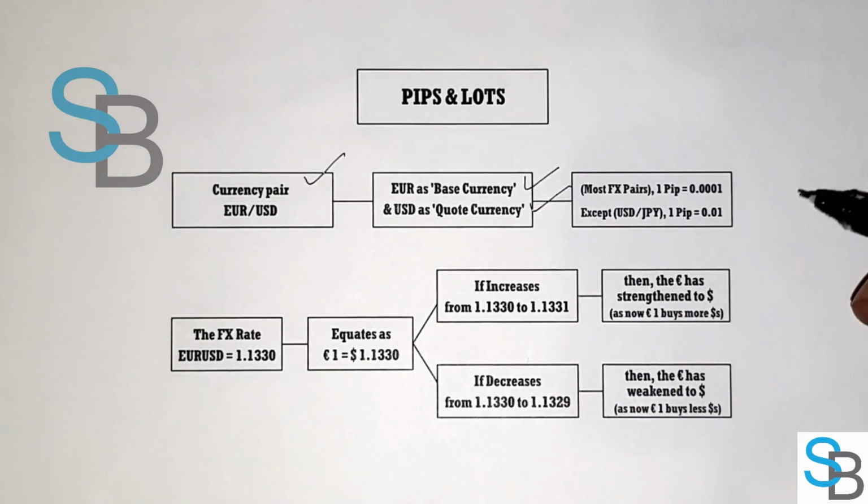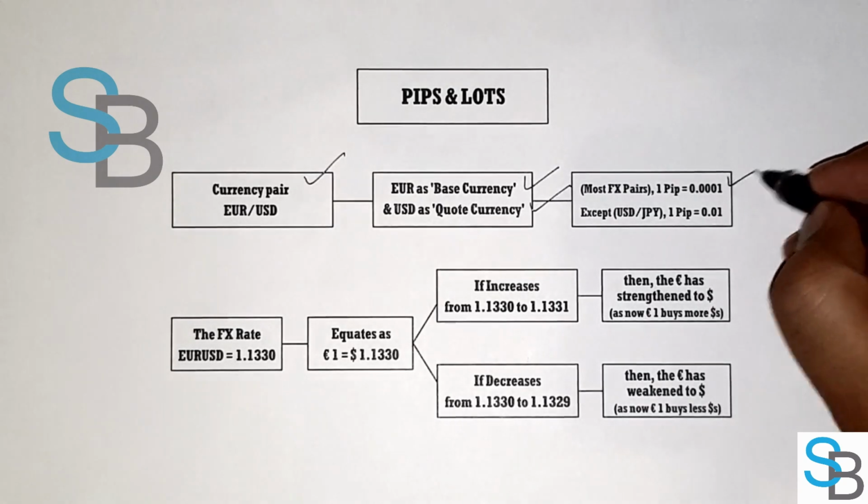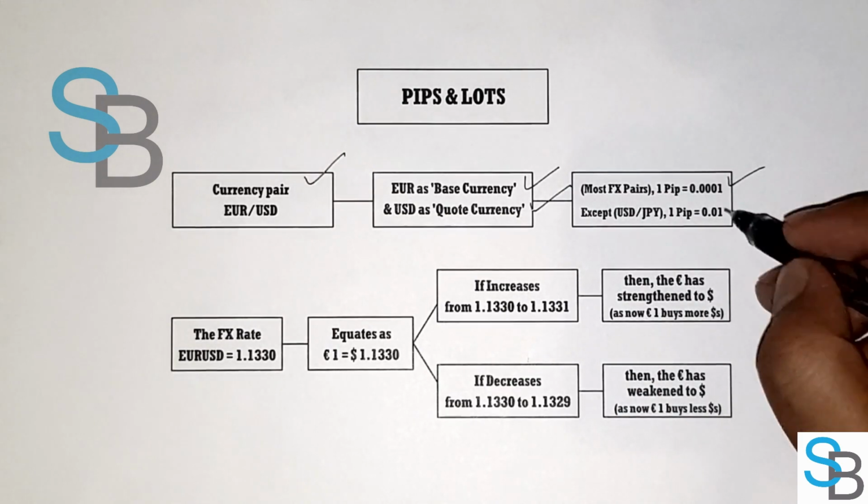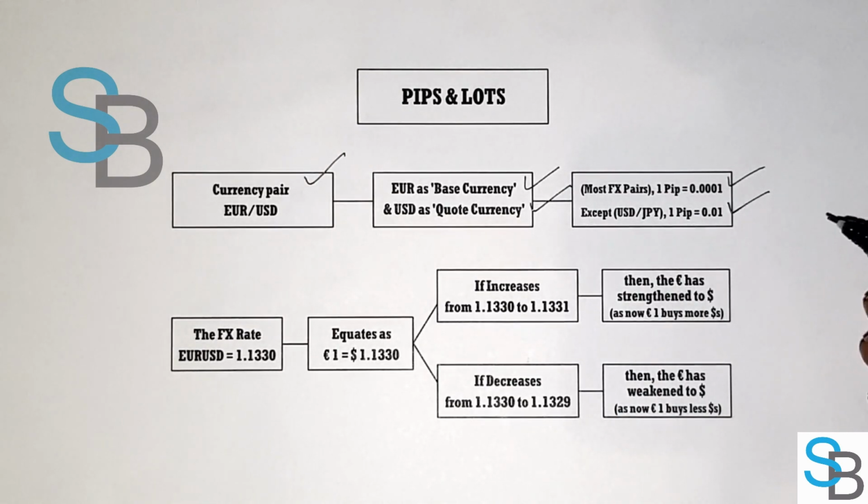Most Forex pairs have 1 pip equal to 0.0001 or the 4th decimal place. This change of 1 pip is the smallest change in the price of a currency pair. Only in the case of USD versus the Japanese yen, we have an exception where 1 pip is equal to 0.01 or the 2nd decimal place.